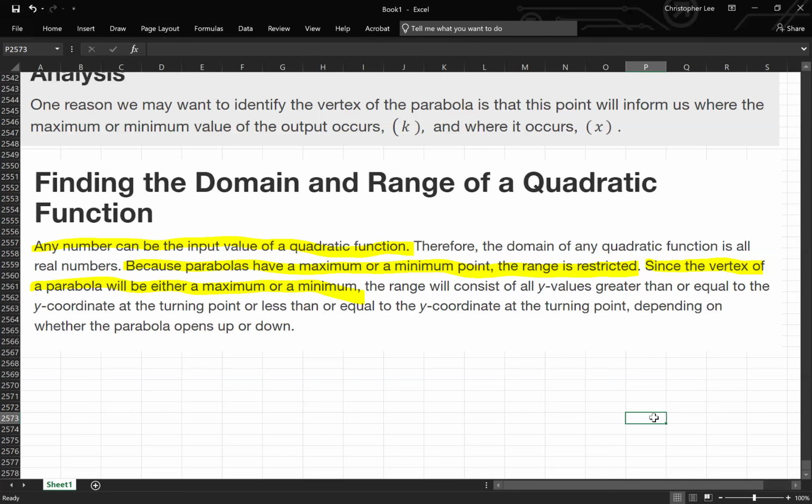So if the parabola opens up like this, right, my range will be from the vertex at the bottom to infinity, right? If the parabola opens downward, right, my vertex is at the top, right? That means that my range is going to be from wherever the vertex is to negative infinity. Well, I should say negative infinity up to the vertex, but you get the idea. All right. So that's what that means.